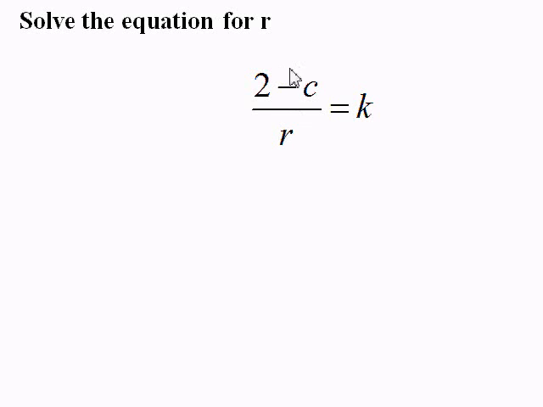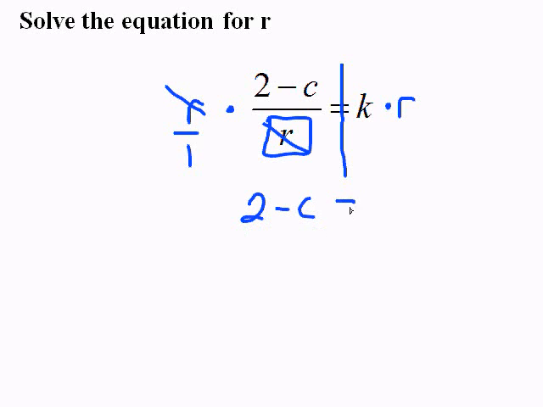For the first equation, we need to get r by itself. So we look at the left-hand side, we notice there's a 2 and a negative c along with the r on the right-hand side, and the 2 and the minus c is on top of the r. So r is trapped in the denominator. We're going to do something a little bit weird. We're going to multiply both sides by r. And watch what happens. R times 2 minus c over r, the r's will cancel, leaving us with just 2 minus c equals k times r, or kr.